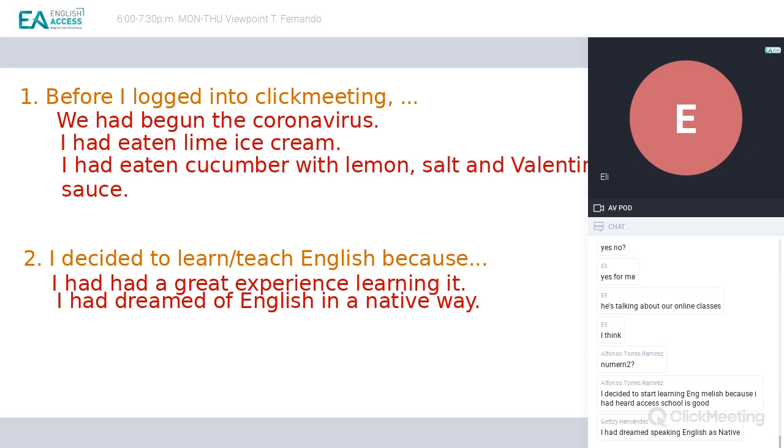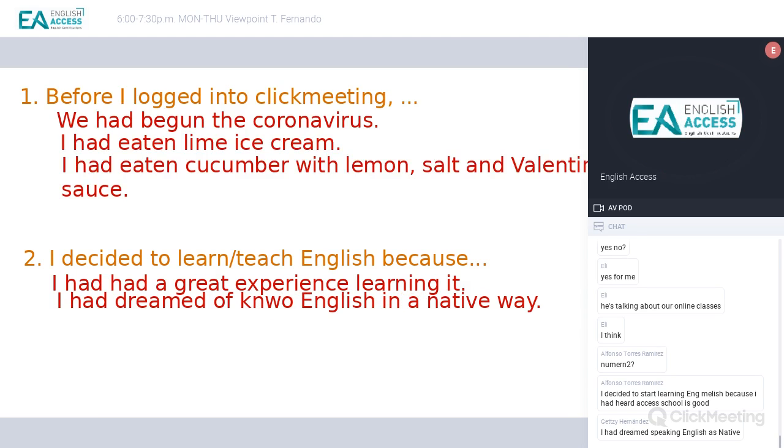Okay. So that's what I wrote, no English language in a native way. Oh, okay. Of knowing English, not like this. Knowing, yes, knowing English in a native way. Had dreamed of knowing English in a native way. Thank you, teacher. I was confused, like no, or no like conocer. Ah, okay, thank you. It makes sense. And also, what Getsi said is correct. I had dreamed speaking English as native, or I had dreamed of speaking English as a native.